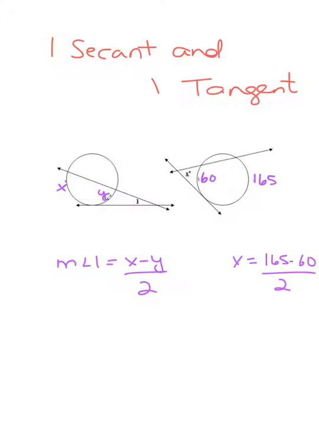As we continue to look at that theorem, this time we have one secant and one tangent. In our first example on the left, again my angle is outside the circle, so I'm going to take my intercepted arcs, x minus y, divide by 2. In my second example, the arc that is farther away from my angle is 165. Subtract 60, divide by 2. So I get 105 divided by 2, and the measure of angle x is equal to 52.5.